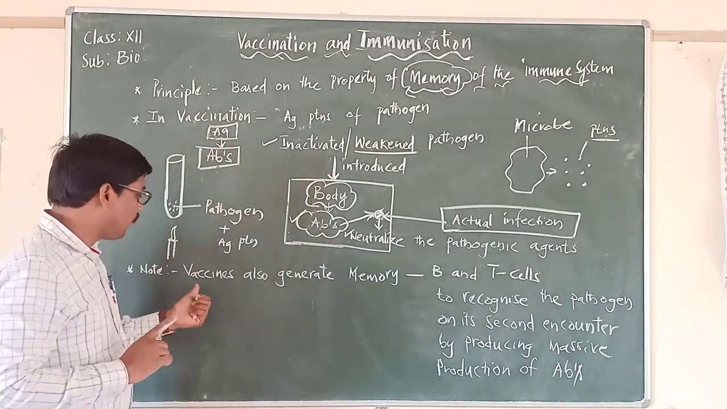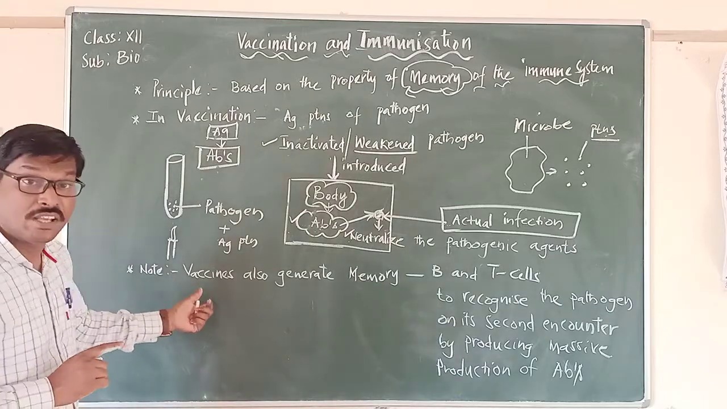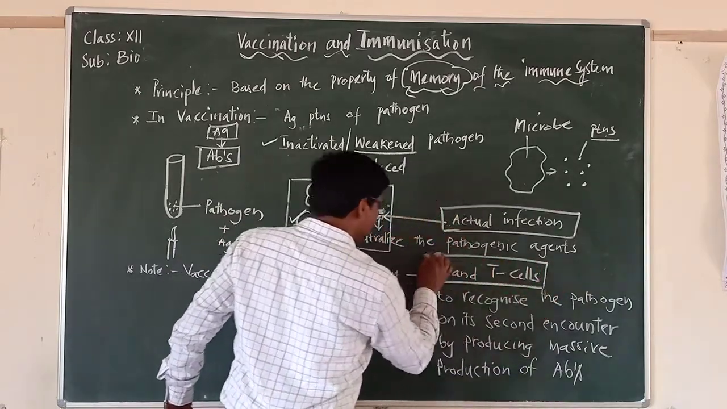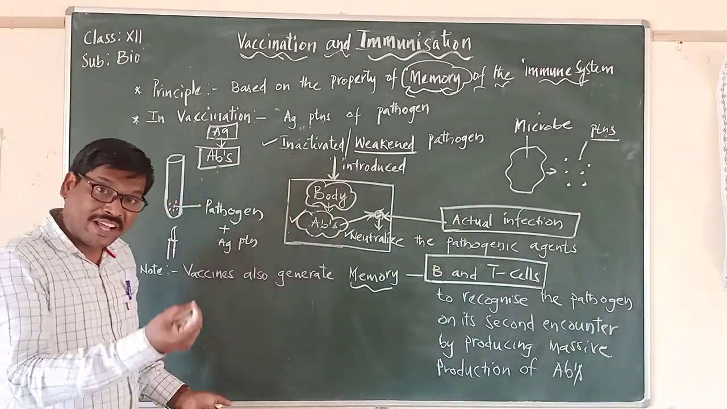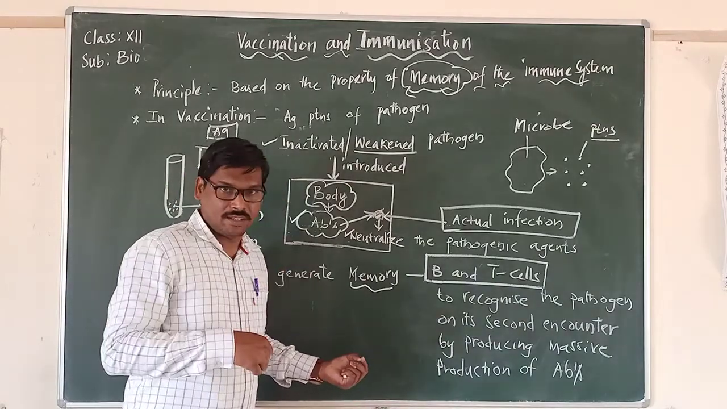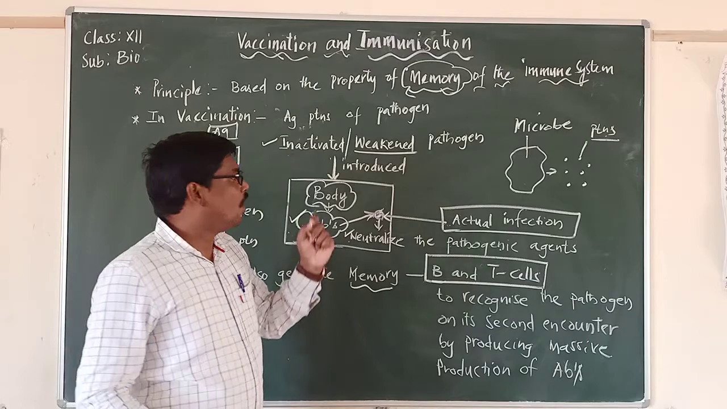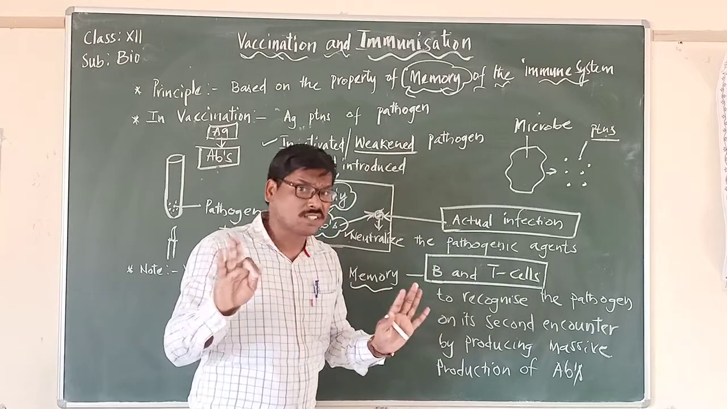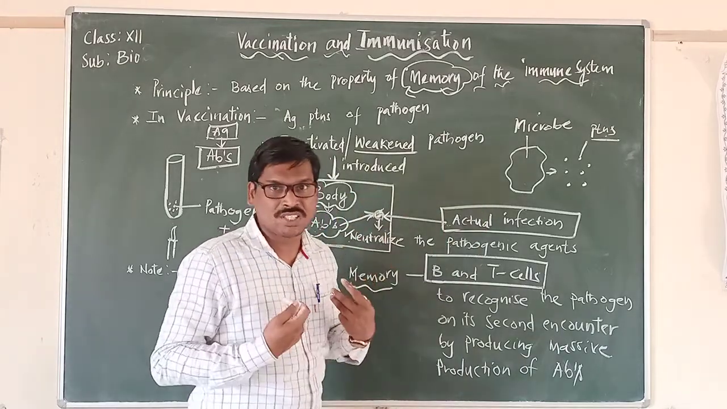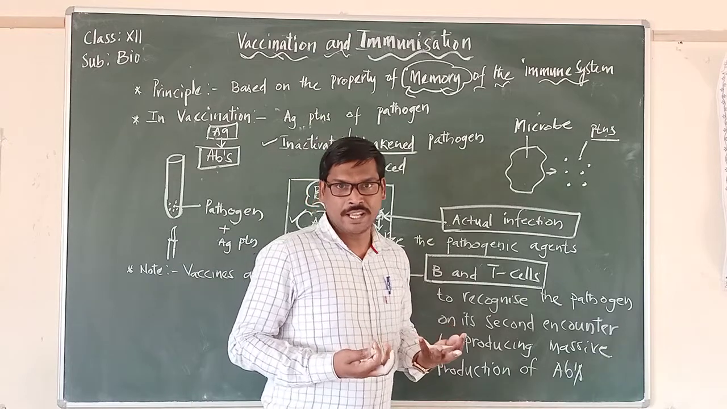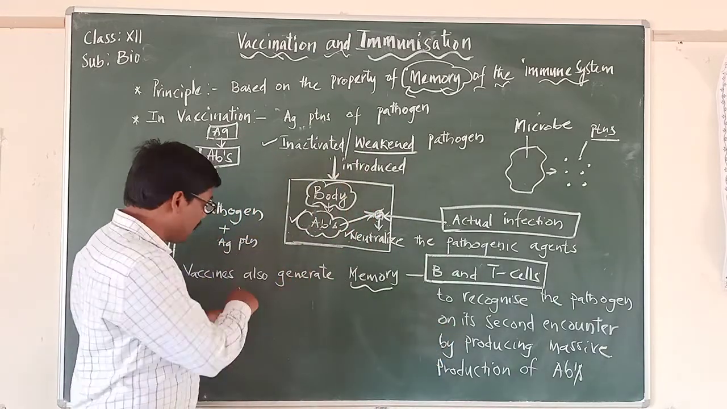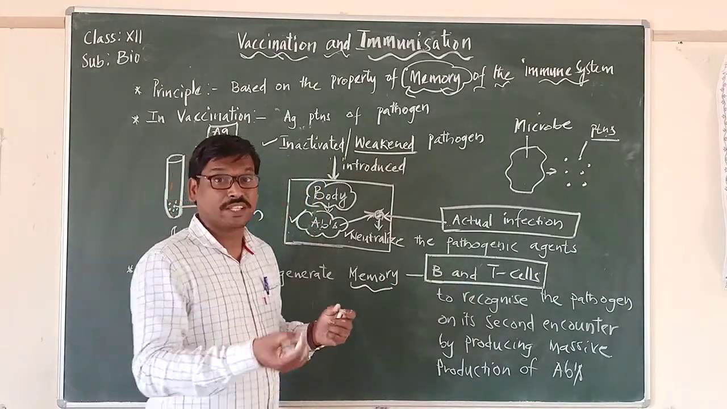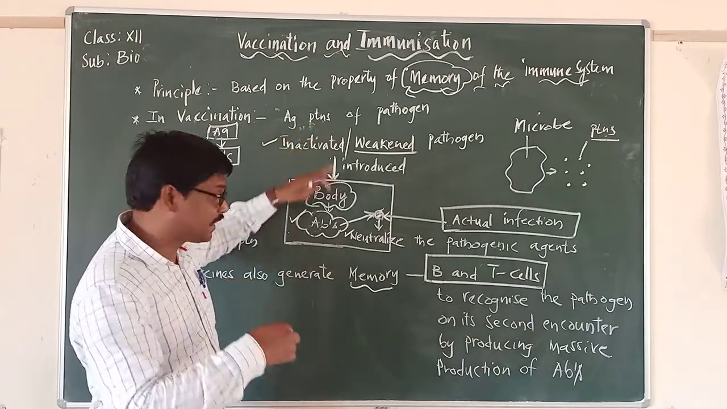And we have to remember one more point: vaccines also generate memory B and T cells. So when we are taking a vaccine, it means a heat-killed or attenuated, weakened pathogen is introduced into the body, which cannot cause the disease, but can stimulate our immune system to produce the antibodies. Is it clear? Apart from that, the vaccine also generates memory B and T cells. Whatever is introduced as vaccine, it can generate what?